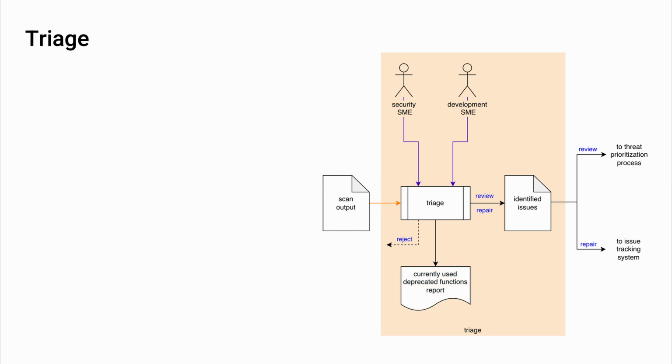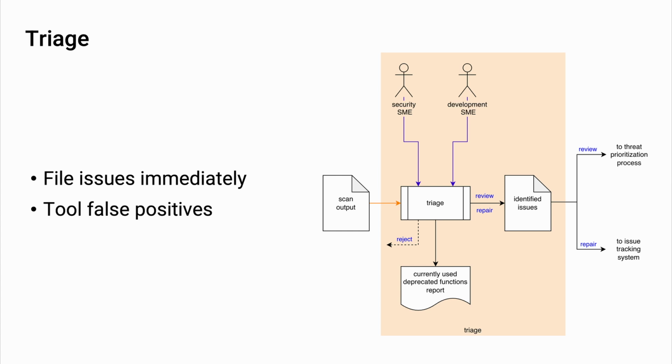There are two things we want to keep in mind here. The first is that the identified issues may be filed immediately if they're in obvious need of correction. Only those issues requiring additional review need go to the threat prioritization process. Second, if we have tool false positives where the scanner is identifying functions inappropriately, those issues should be rejected, and either the source or the scoping of the scan needs to be adjusted.